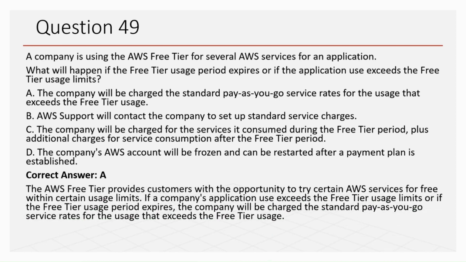The company will be charged the standard pay as you go service rates for the usage that exceeds the free tier usage. So basically, the free tier provides customers with the opportunity to try certain AWS services for free within certain usage limits. And if a company's application exceeds the free tier usage limit, they just have to pay the standard pay as you go service rate for the time they have exceeded the free tier usage. So the correct option is A.